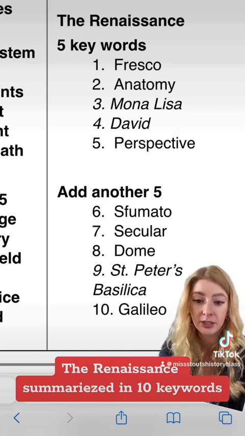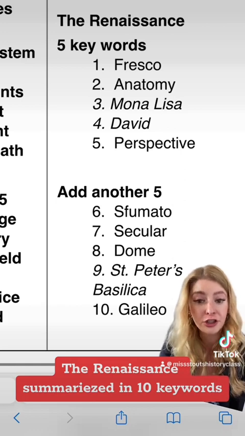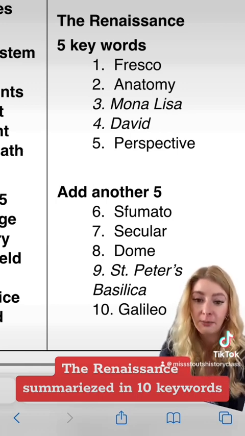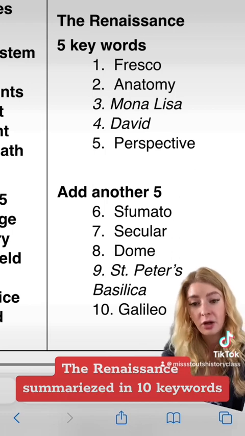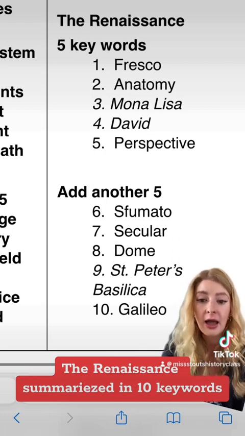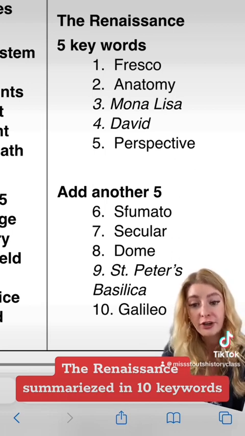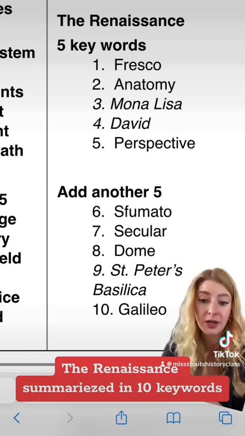A dome is an architectural feature that made a resurgence during the Renaissance. Florence Cathedral has a really good example of a dome, and St. Peter's Basilica, the dome of St. Peter's Basilica was designed by Michelangelo, but he never actually lived long enough to see it be built. St. Peter's Basilica is an excellent example of Renaissance architecture. It displays many important features of Renaissance architecture, like I mentioned, the dome in the last little clip.